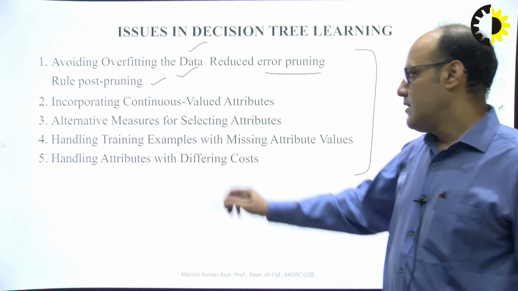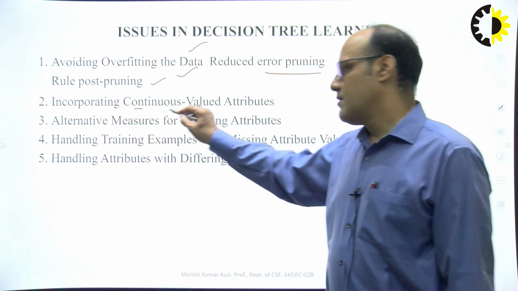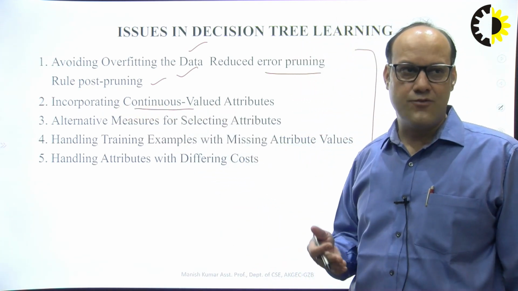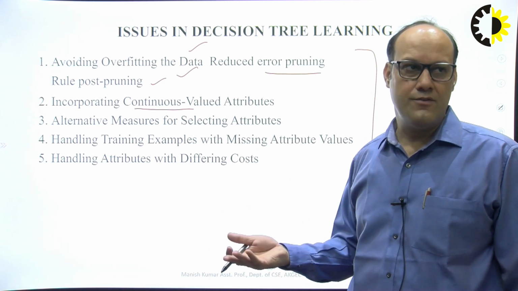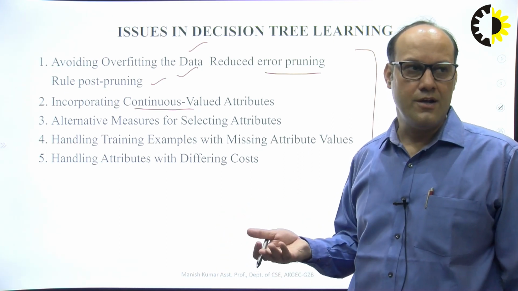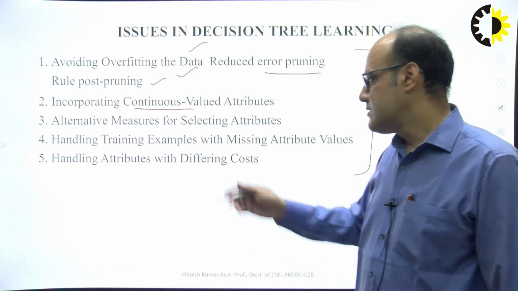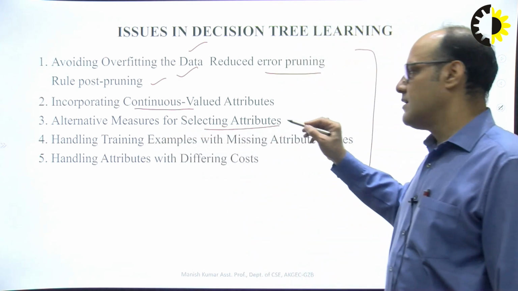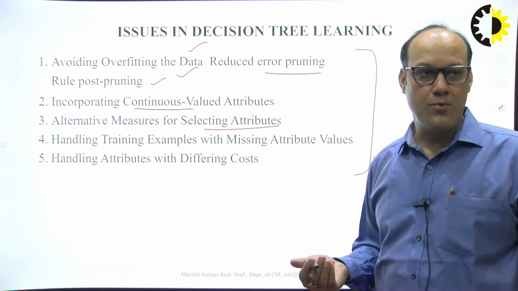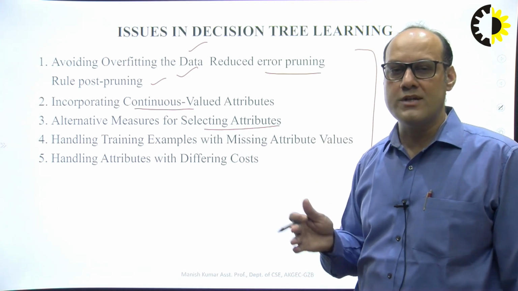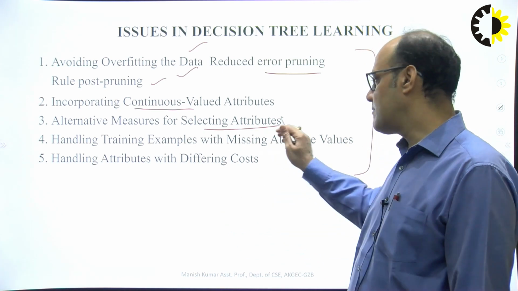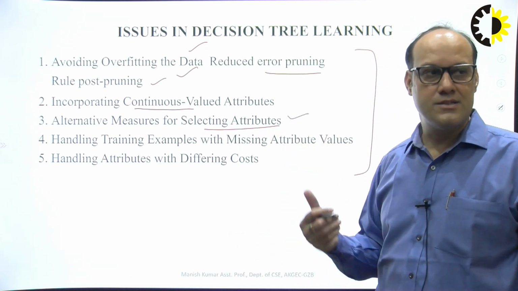What is the next issue? We have just discussed continuous valued attributes using this decision tree. If the value is a real value, what happens? No decision tree will be made. Third, there is no alternative measure for selecting the attribute. Every time we need to calculate the information gain and entropy. No other method. This is the third issue.